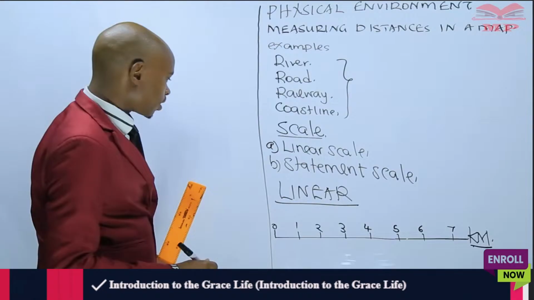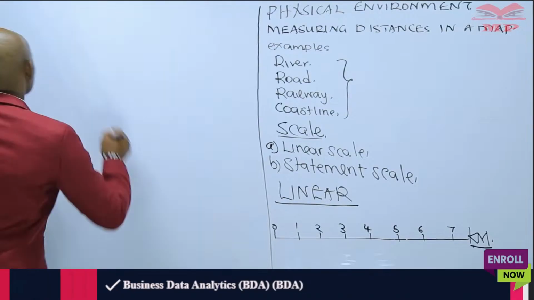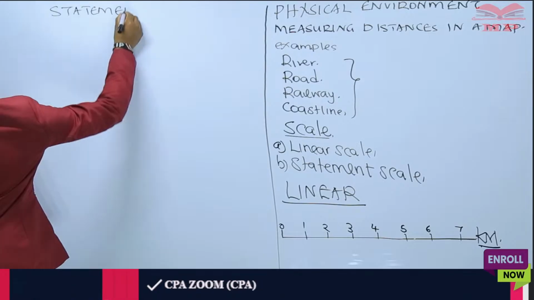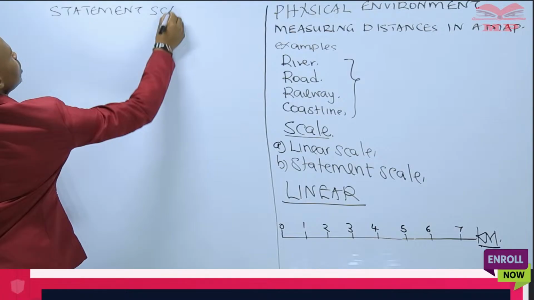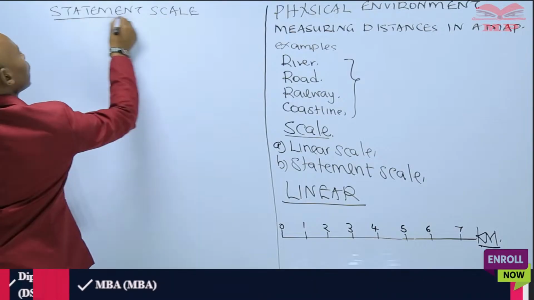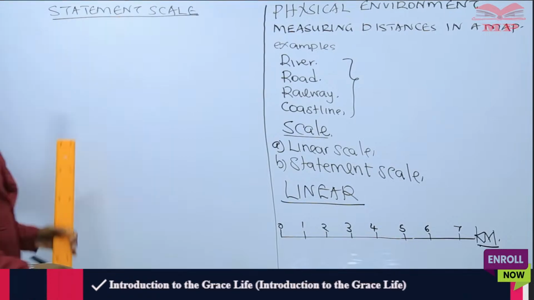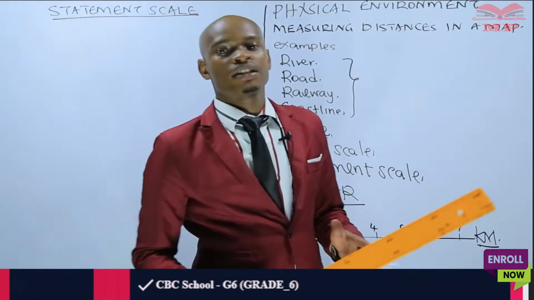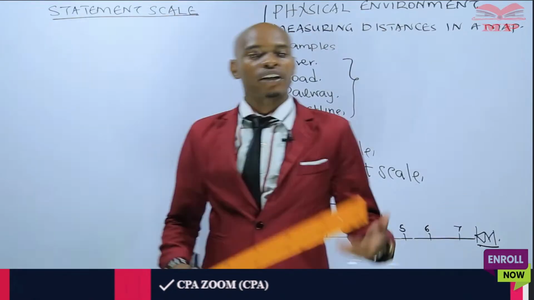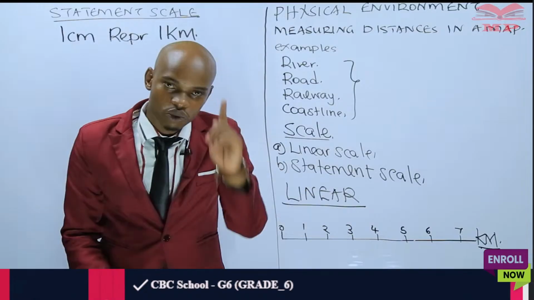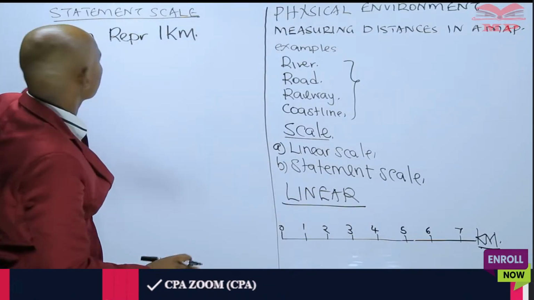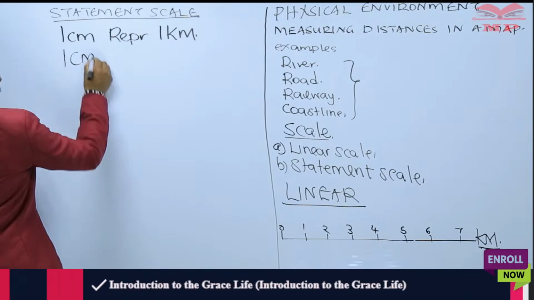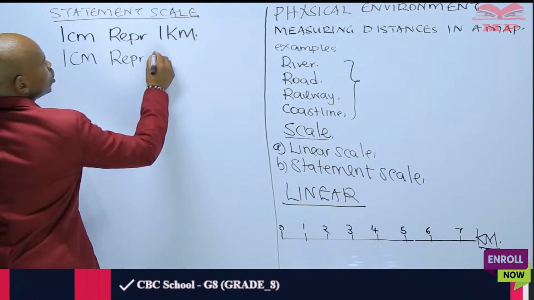The second one is the statement scale. Now, a statement scale is a type of scale that is expressed in written form. For example, on the ground, 1 kilometer; on the map, 1 centimeter. 1 centimeter represents 2 kilometers.